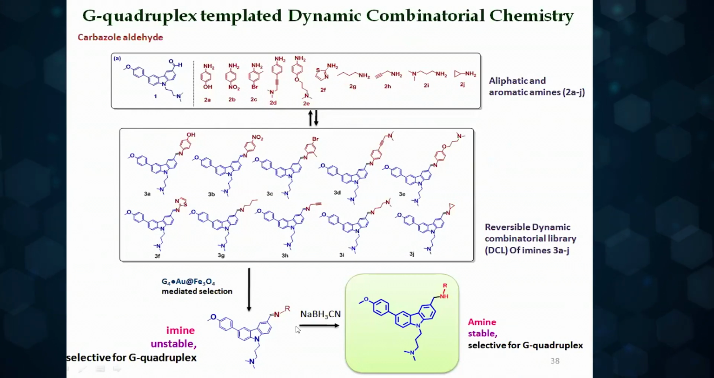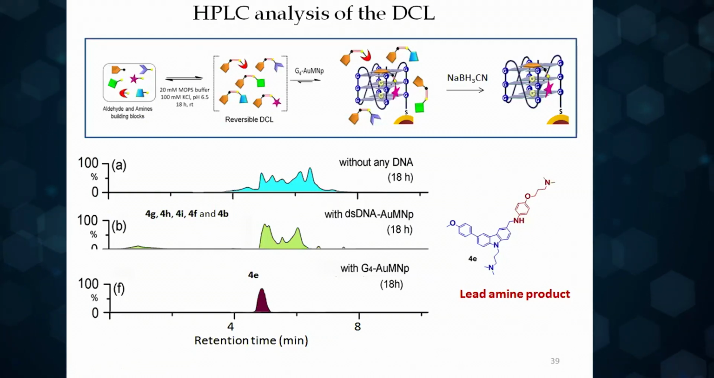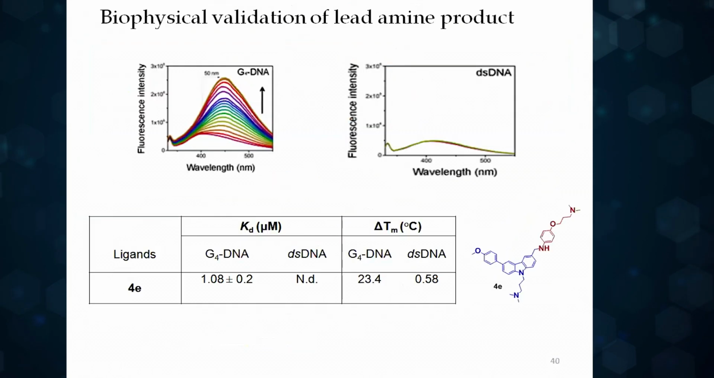So this is the HPLC analysis, that in the absence of any DNA template, all possible amine ligands were obtained, and in the presence of control duplex DNA, 5 different amines were identified, and in the presence of quadruplex nanotemplate, only this carbazole amine was obtained as the lead compound. So biophysical studies using FRET melting and fluorescence binding titrations revealed that this carbazole lead compound shows high selectivity for the quadruplex over the control duplex DNA.